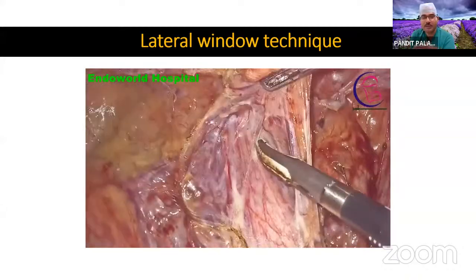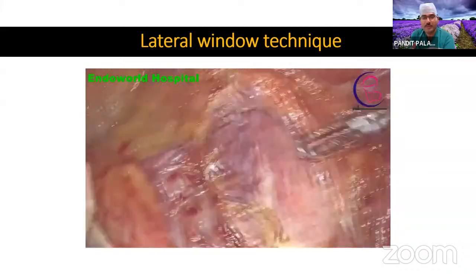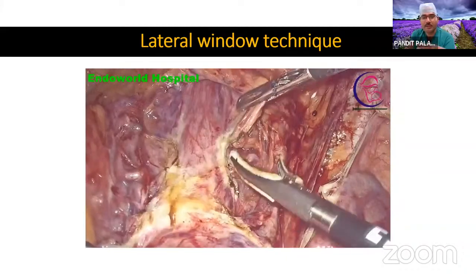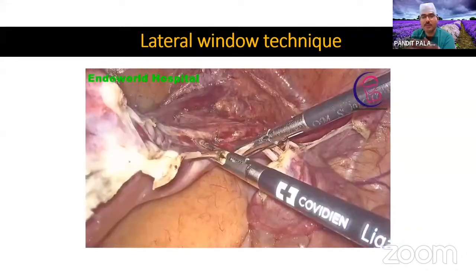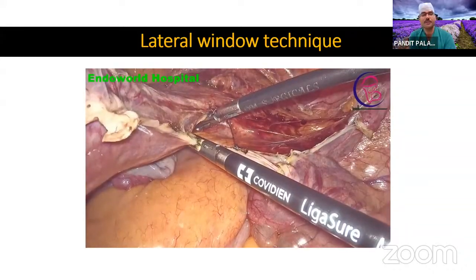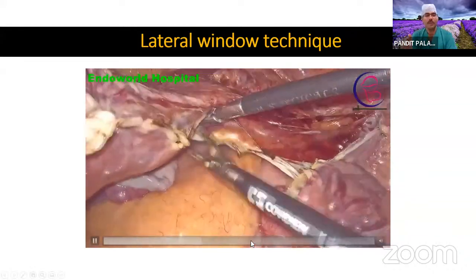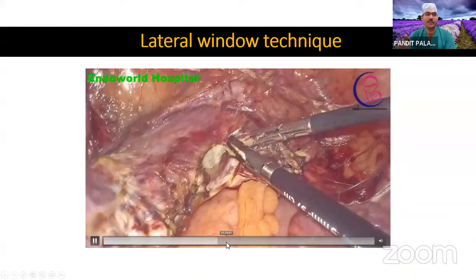Then by traction and counter traction, you keep on dissecting into these holy planes of dissection, and the bladder has gone completely. This is the last dissection, that is the bladder pillar. Push them laterally and downward, and the dissection is done. Then you tackle the uterine artery, the posterior pedicles, and the dissection is complete.